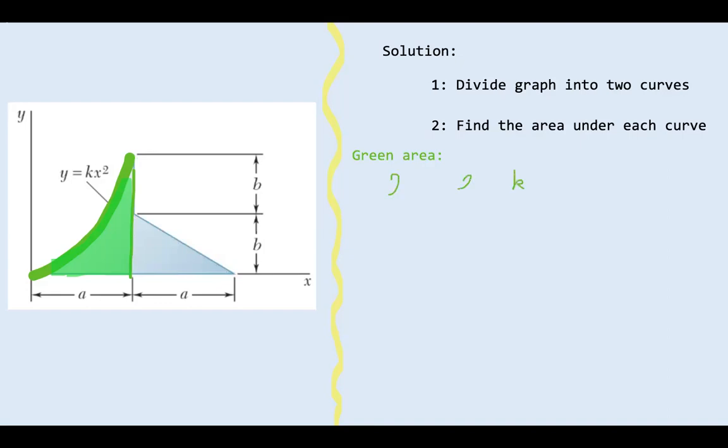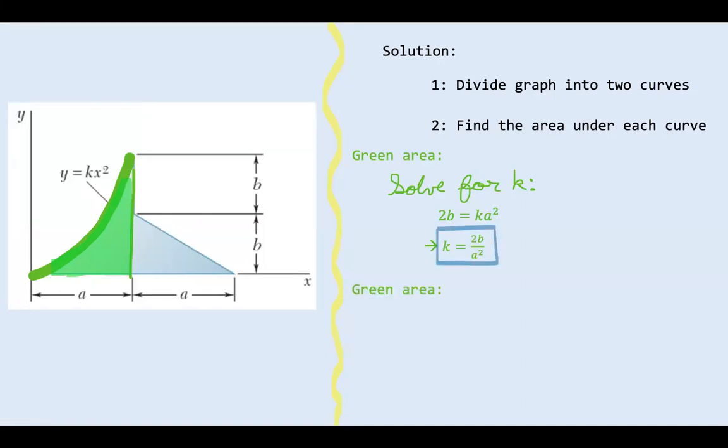Basically for the green area, we want to solve for k first of all. 2b is equal to ka squared. So why is that so? Because if we take this point over here, we see that the y coordinate of that point is 2b, and the x coordinate is a. If we solve for k, we will find that k is equal to 2b over a squared.